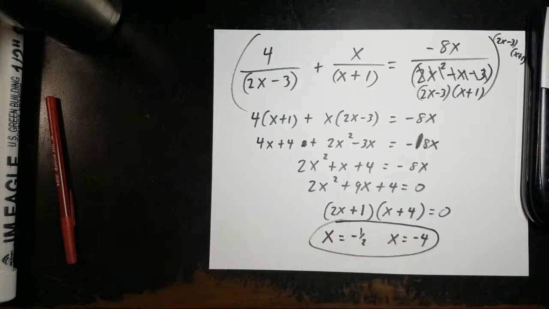If one of them forced a denominator to be equal to 0, then you would have to label it as a non-answer, a false solution, an extraneous solution. But otherwise, there we go.